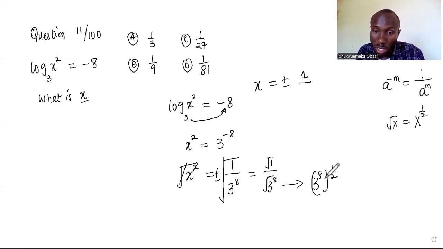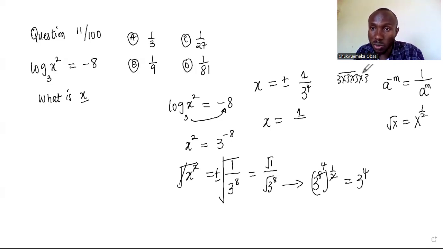So these two can cancel out this 8 and you're left with 4, right? So all these guys is just the same as 3 to the 4, right? So that is why we have 3 to the power 4 here. And so moving forward, what is 3 to the power 4? 3 to the power 4 is like 3 times 3 times 3 times 3. And that will give us 3 times 3 is 9, 9 times 3 is 27, 27 times 3 is going to give us 81. So the value of x is plus or minus 1 over 81.